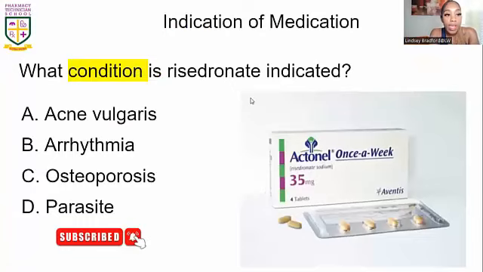Indication of medication. What condition is risedronate? I don't think I said that right. What is it indicated for? I want you to know that this medication is used to treat osteoporosis. And when someone is taking Actonel, they're going to take it once a week, friend. That is it, once a week. You will notice there are only 4 tablets here because there are 4 weeks in the month.